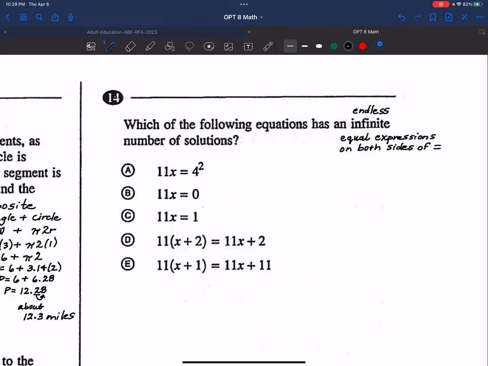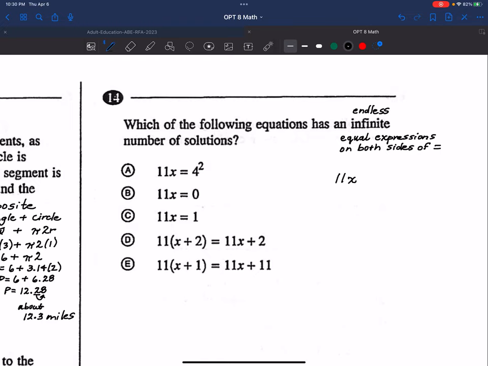And that's the definition of an equation, really. In order to have an equation, you have to have equality on both sides. But what this is asking us for is which one of these equations has an endless number of solutions. 4 of them just have one solution, but one of them has an endless number of solutions. So let's take this first one, for example.